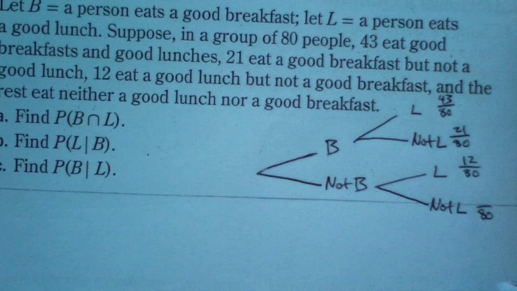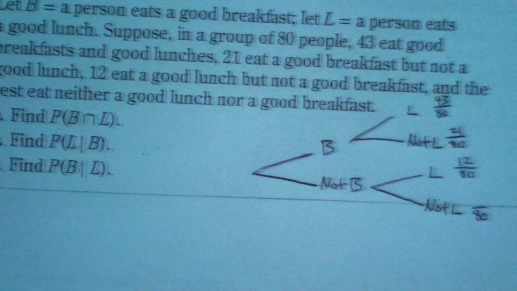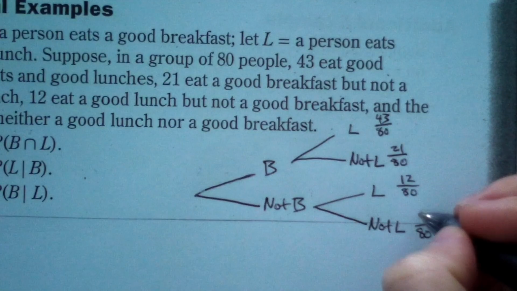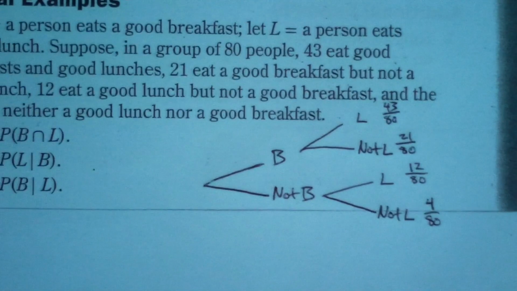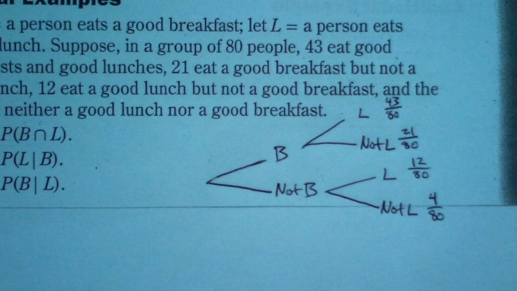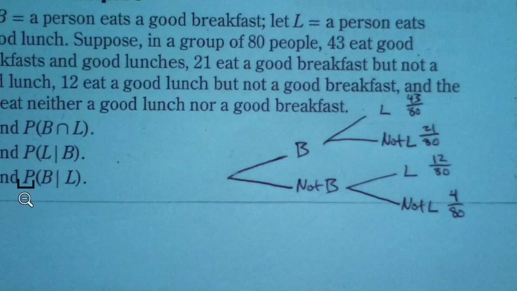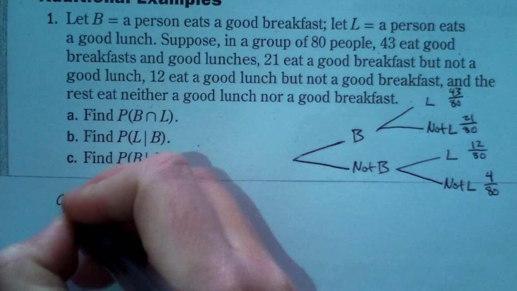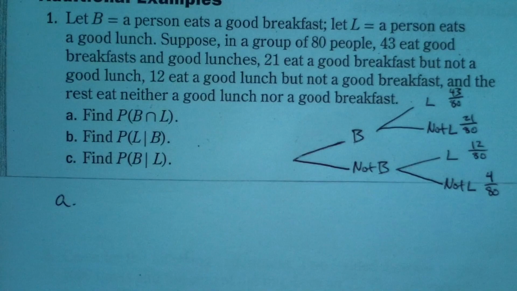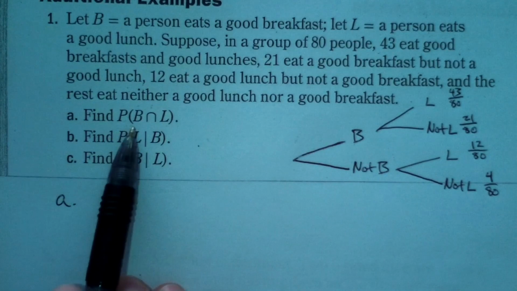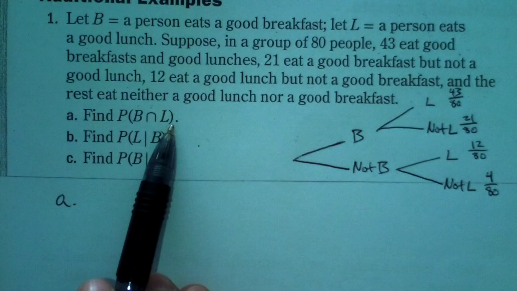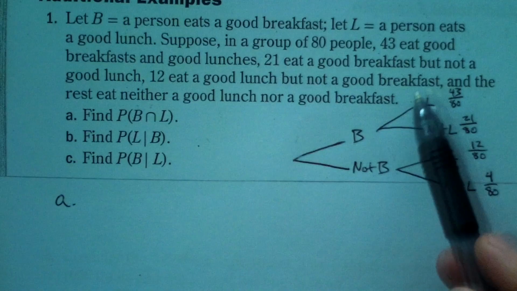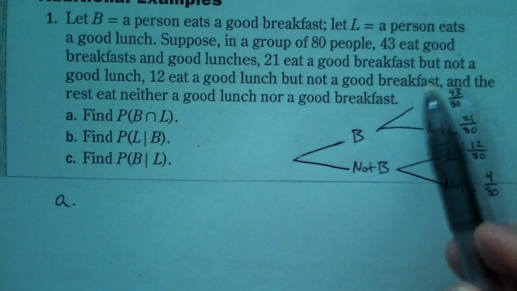So for the first one, we want the intersection of the people that ate a good breakfast and ate a good lunch. The good breakfast people are up here, and the good lunch group and good breakfast group would just be these people, right? So that would just be 43 out of 80, because it's breakfast and lunch, and where they cross would be that group. If you want to take it to a percentage, you could do 43 divided by 80, which is 0.5375, so approximately 54%. I don't know which way they really want it. It doesn't say one or the other.